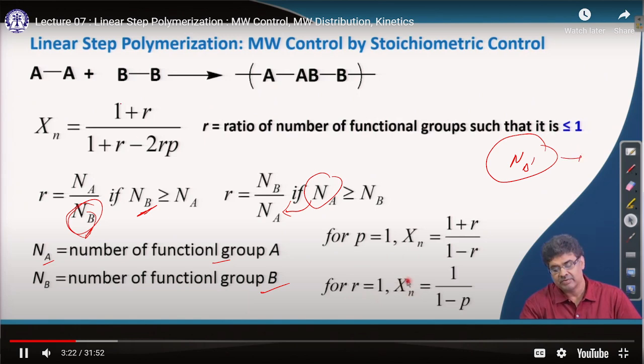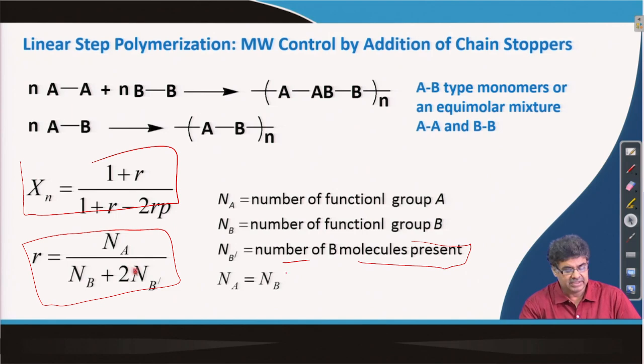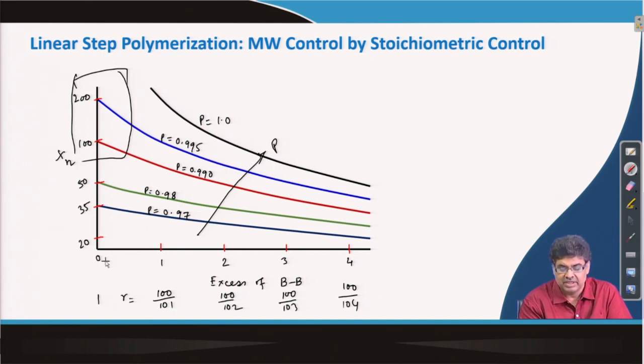The formula remains the same to find Xn if the A and B concentrations are not the same and if a stopper is there. So the Xn formula is the same, only you need to find the R value by this equation if a stopper is present, using the number of B molecules present. This is linear step polymerization controlled by a chain stopper, so you need to find the chain stopper concentration. Then, this graph is also explained.